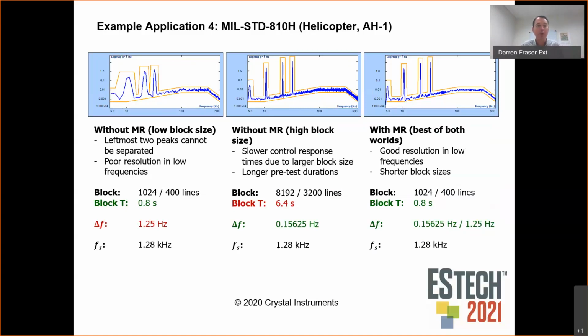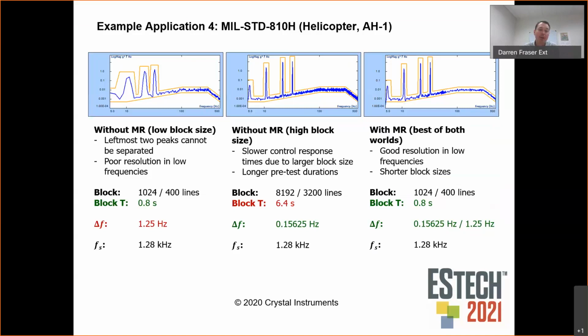So how do we do that? Well, we can do that by not using multi-resolution, but using a larger block size, which will, of course, give us a slower controlled response, and it'll give us longer pretest durations. And when we do that, we notice that, again, our control loop increases to 6.4 seconds. We've increased our block size by almost 8 times, as well as our lines of resolution at 8,192 and 3,200 lines. But we are able to achieve our delta F of about 0.15 hertz.